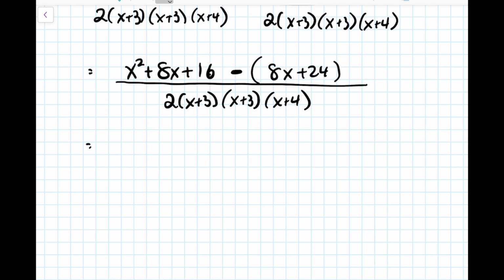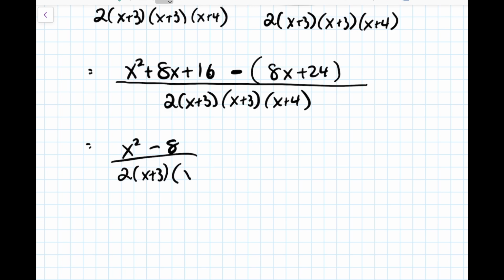Okay, we've got a common denominator. We can combine some like terms. So x squared is just x squared. 8x minus 8x is just going to cancel out. 16 minus 24 is going to get me negative 8. And I'm left with that denominator.